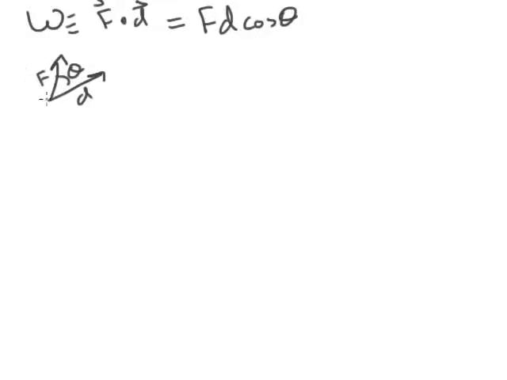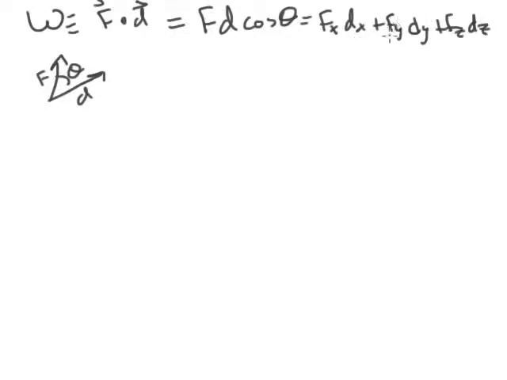So if these are at 90 degrees, then no work is done, and if they're purely parallel, so if the force and the distance are in entirely the same direction, then it's just F times d. This can also be written as the x component of the force times the x component of the distance plus the y component of the force times the y component of the distance plus the z component of the force times the z component of the distance.